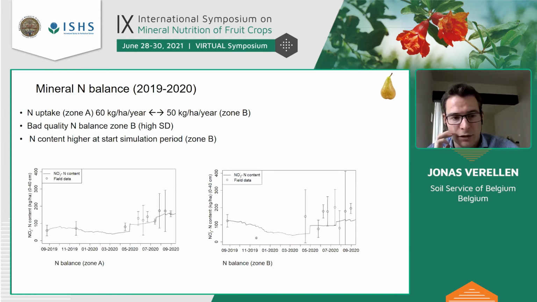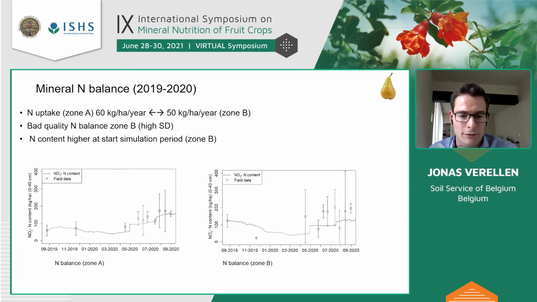For the mineral nitrogen balance, the nitrogen uptake in zone A was set higher as compared to zone B because, like I already mentioned, in zone B there was a lot of water stress. So probably less nitrogen uptake could take place.